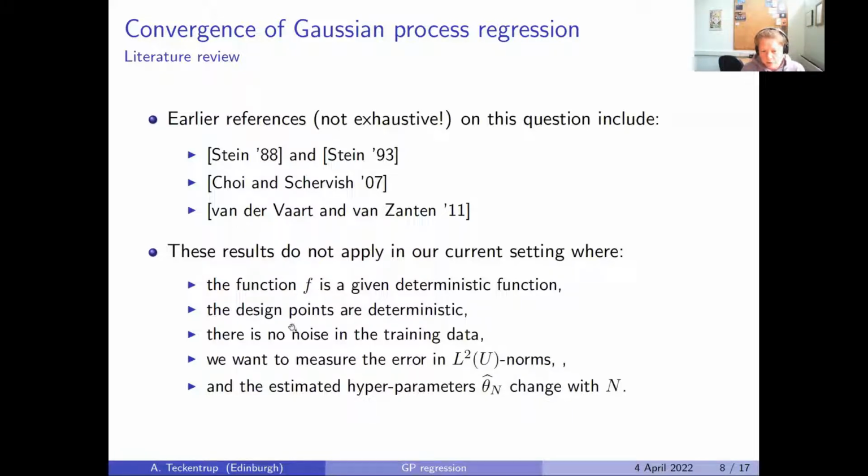A couple of other specific things. We're interested in the design points being deterministic, the points u_n at which we're collecting function evaluations. These are assumed deterministic in our setting, and we have no noise in the training data. We're interested in the error not just at the observation points, because we don't have any error at the observation points. So we do want an average error over the whole of the domain of f. And in particular, the fact that we're estimating the hyperparameters from the data. These estimated hyperparameters actually change with n. That is something that is quite difficult to deal with in the analysis.